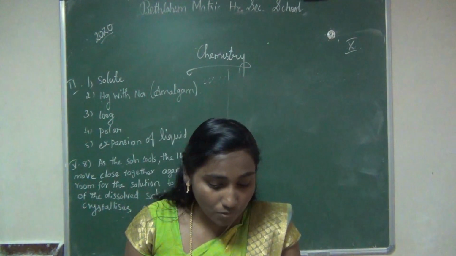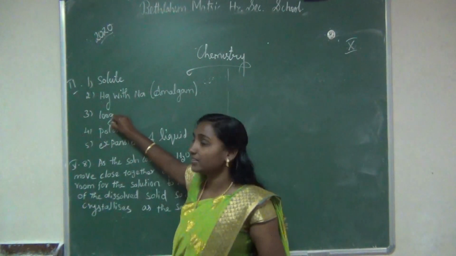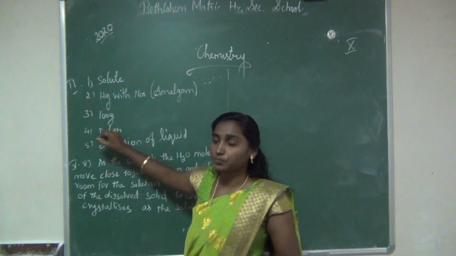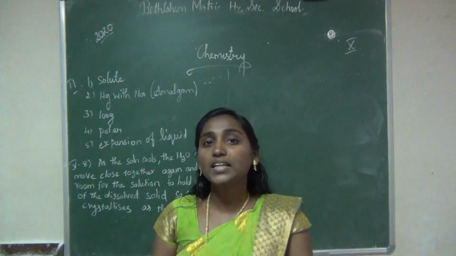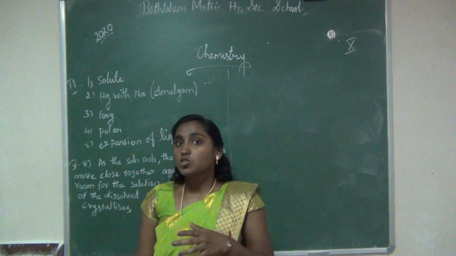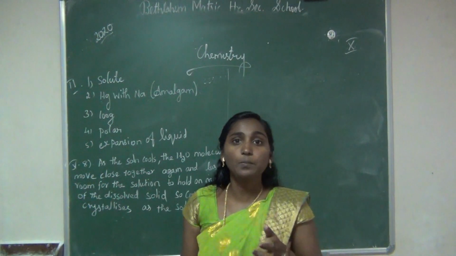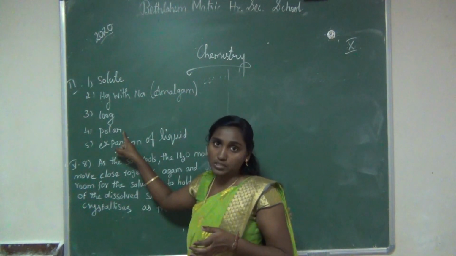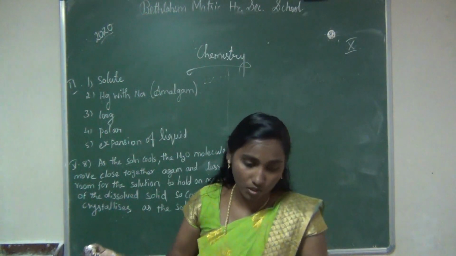Solubility is the amount of solute dissolved in dash gram of solvent. 100 gram of solvent. Then fourth question. Polar compounds are soluble in dash solvents. Already we studied in factors affecting solubility, right? So polar compounds are soluble in polar solvent. Non-polar compounds are soluble in non-polar solvents.